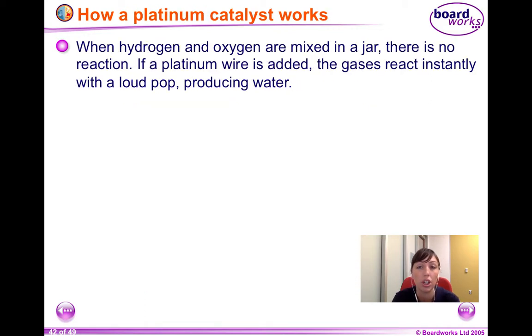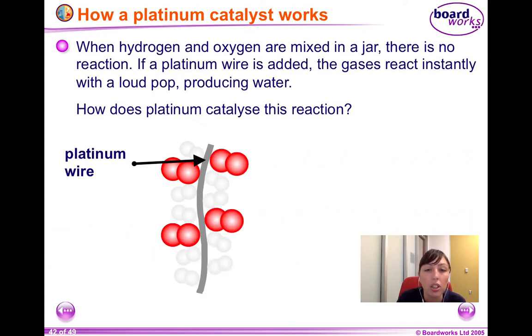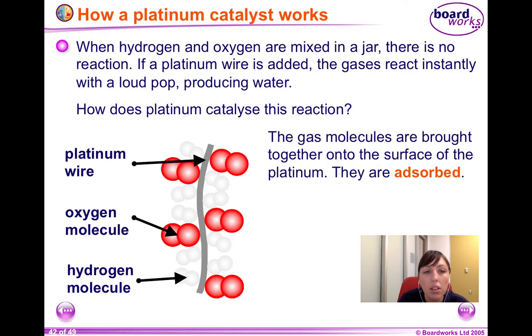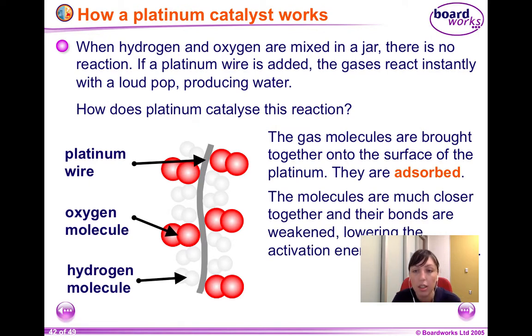When hydrogen and oxygen are mixed in a jar, there is no reaction. If a platinum wire is added, the gases react instantly with a loud pop, producing water. So how does platinum catalyze this reaction? You have a platinum wire and you have molecules of hydrogen and oxygen. The gas molecules are brought together onto the surface of the platinum. They are adsorbed. The molecules are much closer together and their bonds are weakened, which lowers the activation energy of the reaction.